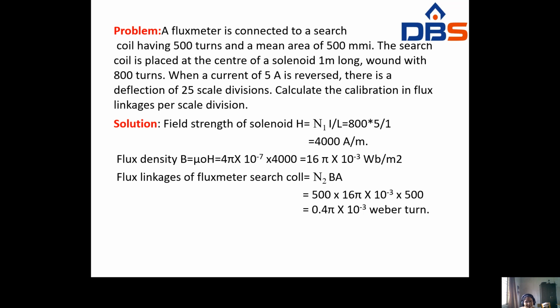Now the flux linkages of the search coil of the flux meter. How can you find it? N2 B A. N2 is 500, the number of turns of the search coil, which we assume as N2. The magnetic flux density is 16 pi into 10 to the power of minus 3, and the area is 500. So we get 0.4 pi into 10 to the power of minus 3 Weber turns.